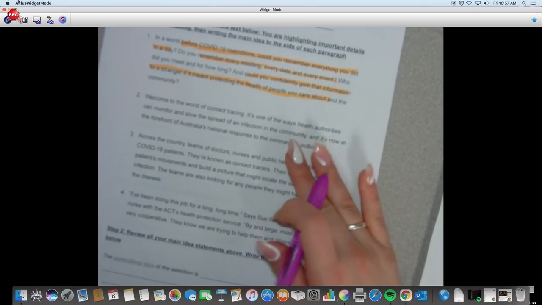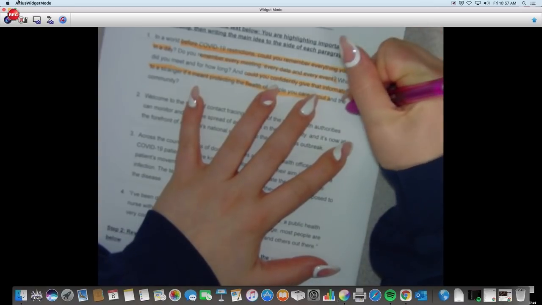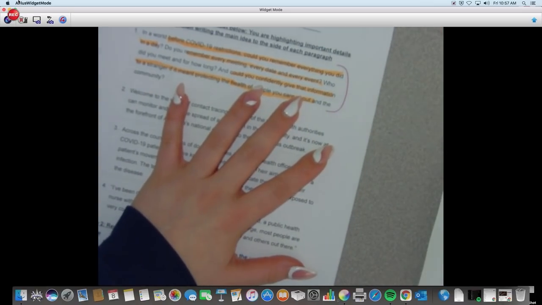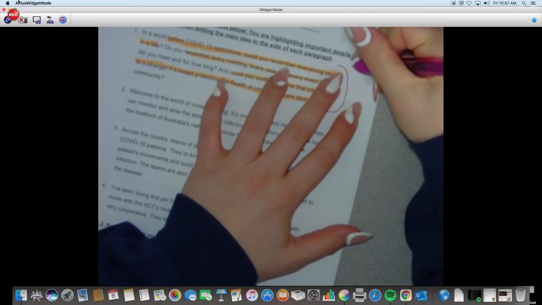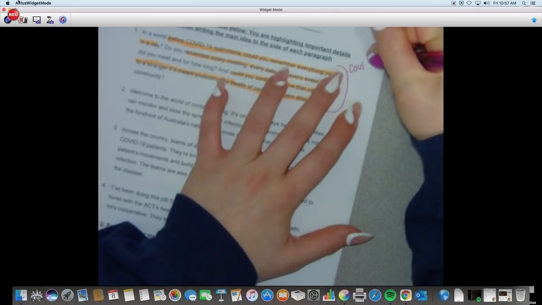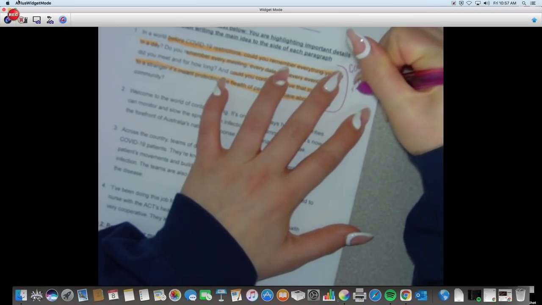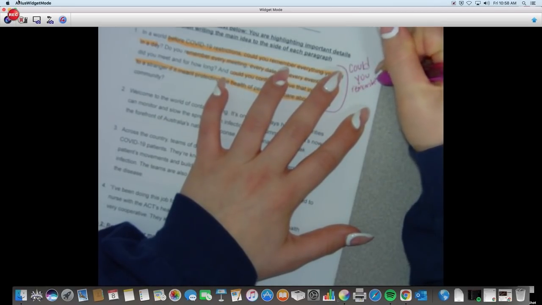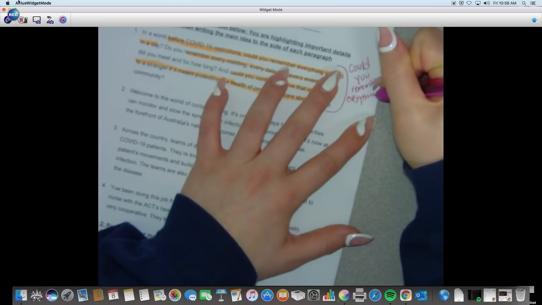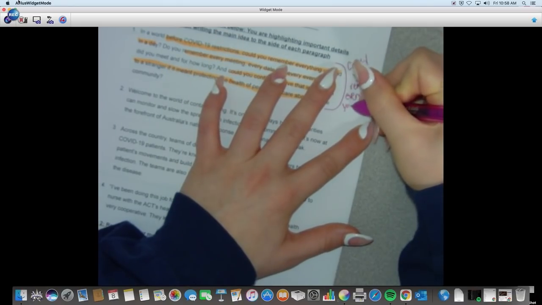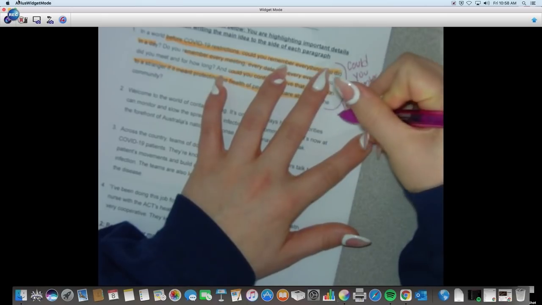So it looks like all of these questions right here, the main idea of this paragraph, looks like it's all about how could you remember everything you did in a day?